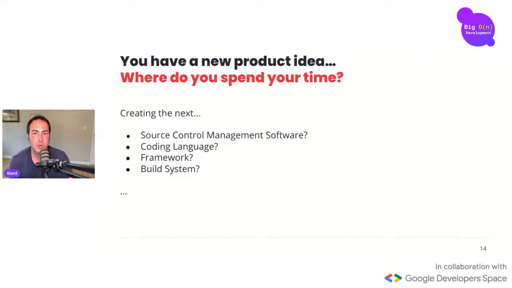So if you are thinking about working on a new product, or you have a product idea, you want to get something out the door, where do you spend your time? Do you spend your time on creating the next source control management software? Do you spend your time on the next coding language? Do you spend your time on the next framework, the build system? Kind of see where I'm going with this? You probably don't spend your time on any of this stuff. This is probably just expected to be there for you to develop the way you need to develop to get code out the door.